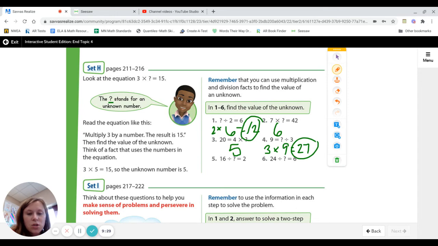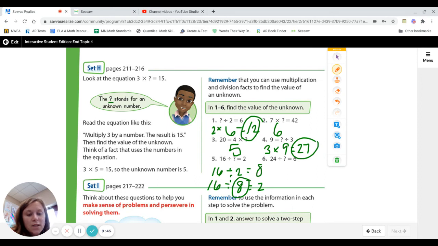16 divided by what is 2? I can think about 16 divided by 2 is 8. So I know 16 divided by 8 will be 2 because of our fact family. So our question mark will be that 8.